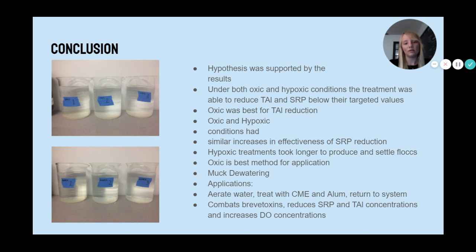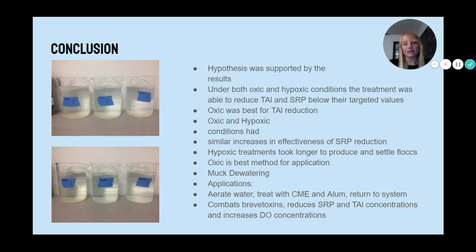In particular, one real-life application area the treatment could be used under is muck dewatering. The process of muck dredging and dewatering is a method currently being used to combat eutrophication. Muck dredging involves removing large quantities of muck from bodies of water and allowing the muck to be removed and then filtered and returned into the system.